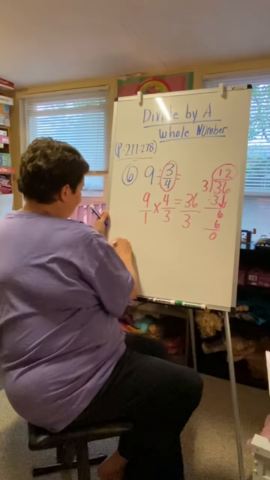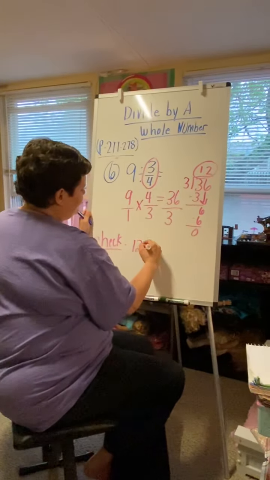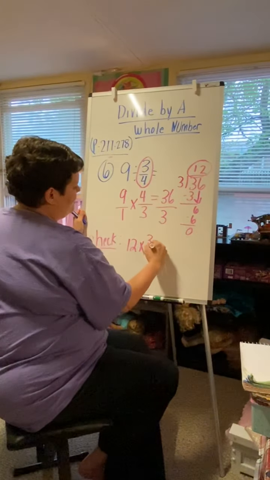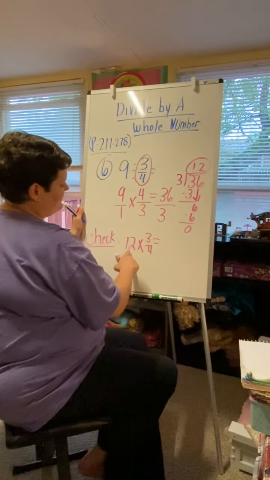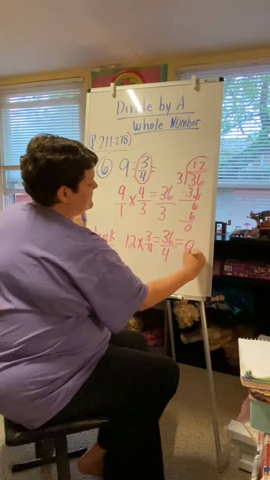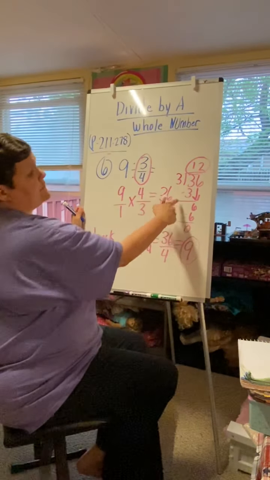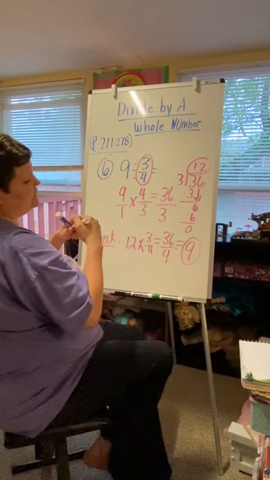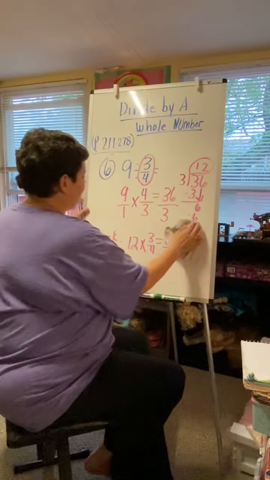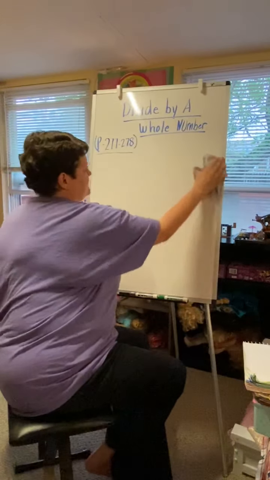And to check it, I'm going to have 12 times 3 over 4. And 12 times 3 is 36 over 4. And that gives me 9. And this should have been a big numerator over a small denominator. So I'm sorry I misspoke there. Okay, I want to do one more with you, and then I want to go to the next page and make sure that we understand how to do this.